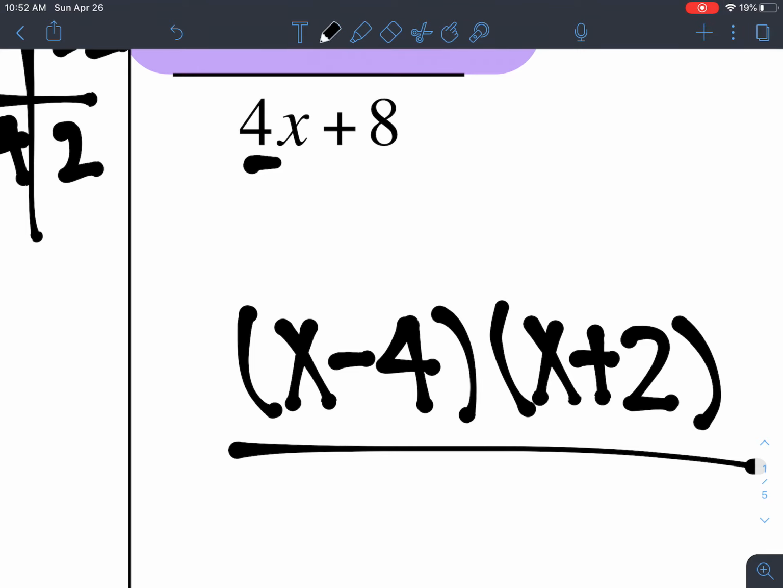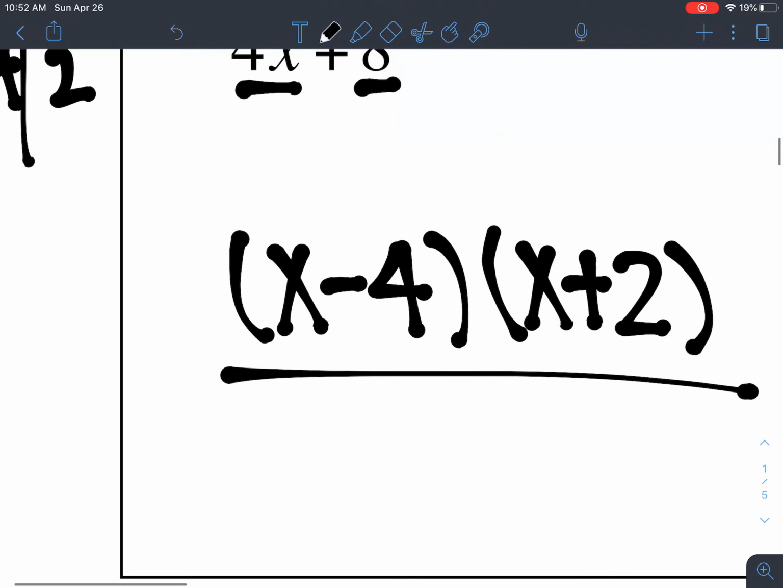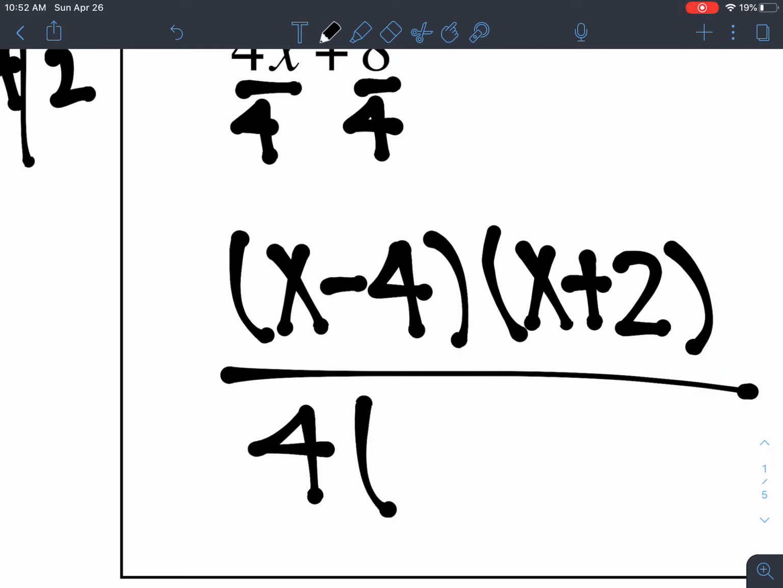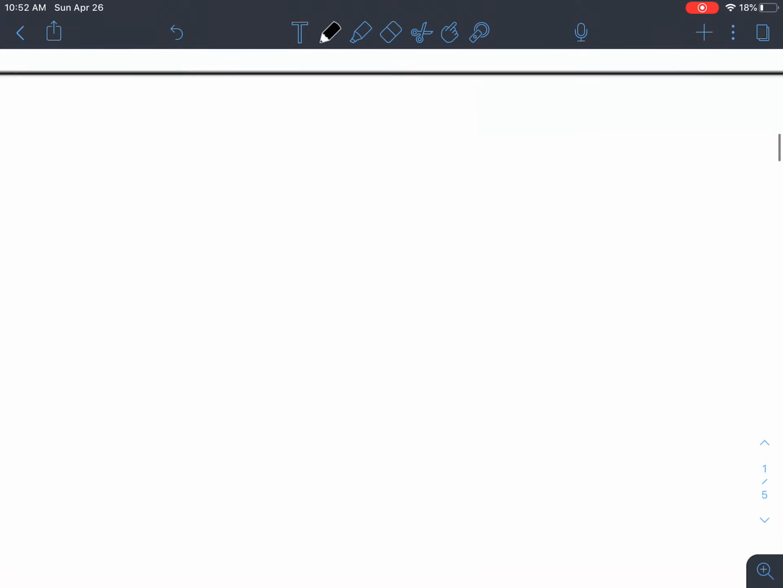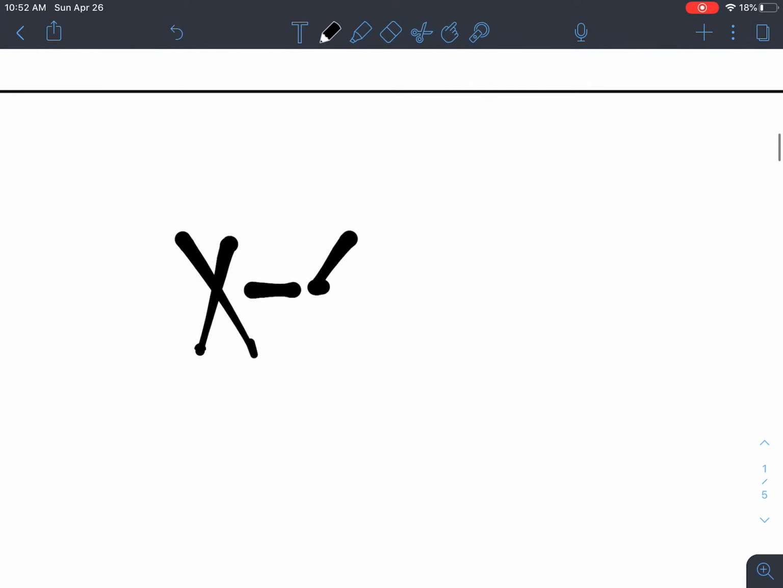So the only thing we can do is take out a greatest common factor. So what can you divide out of a 4x and an 8? Well, you can divide out a 4. But remember that example that we just did, we have to put the 4 out in front first, and then we simplify and we get x plus 2. Just like that example, we can only cross out the things that are exactly the same. So I'm going to cross out the x plus 2 and the x plus 2, and what I'm going to get is x minus 4 over 4.